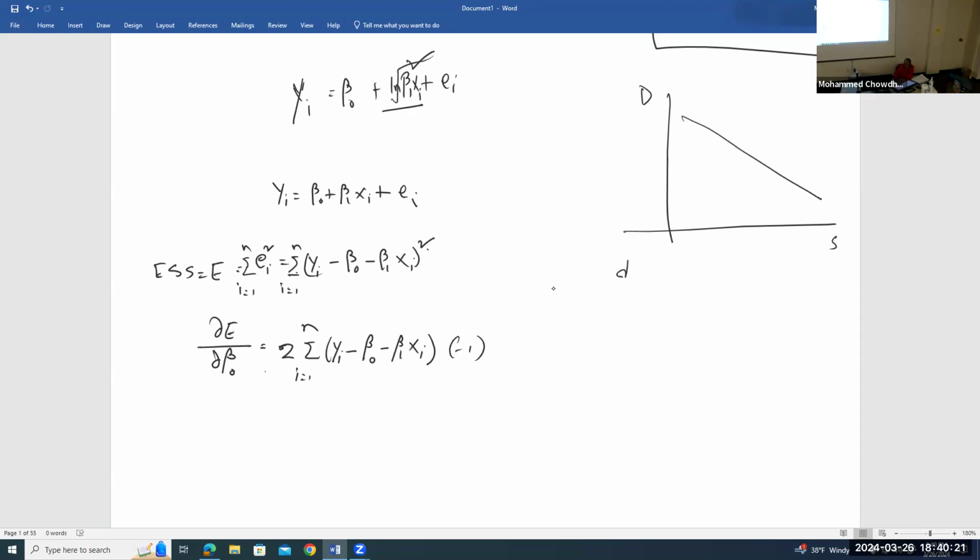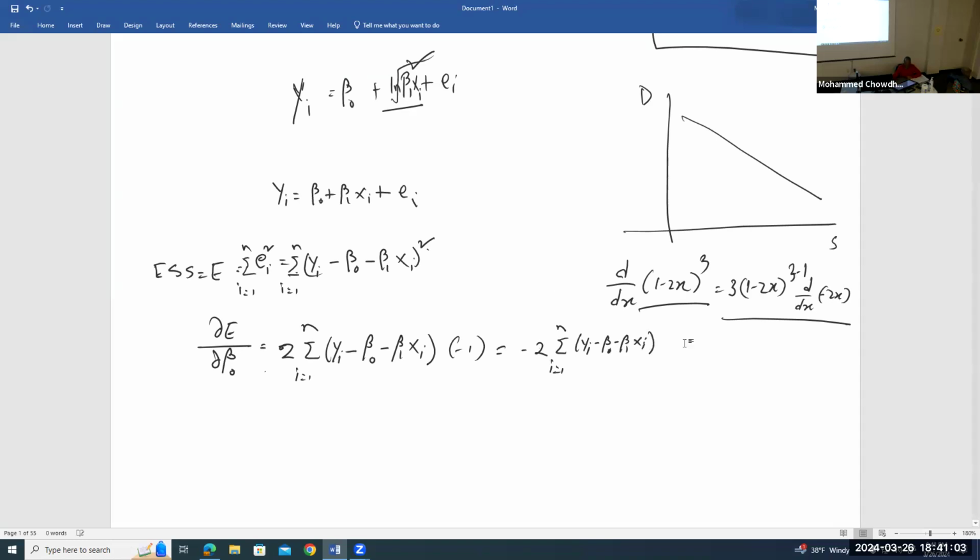So for example, d/dx of 1 minus 2x cubed, how can you differentiate this? The same way I differentiated, I got this equation: minus 2 sum, i goes 1 to n, of yi minus beta 0 minus beta 1 xi. This is what I got.